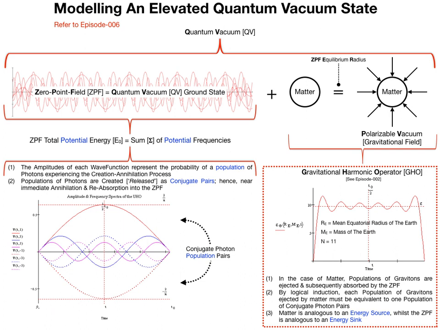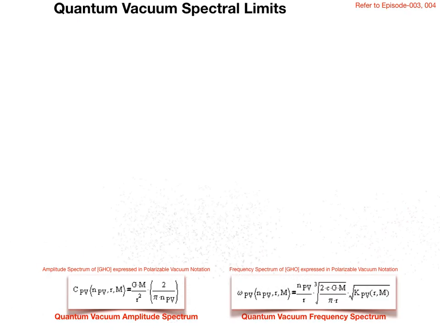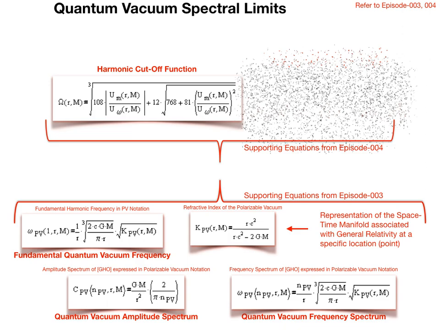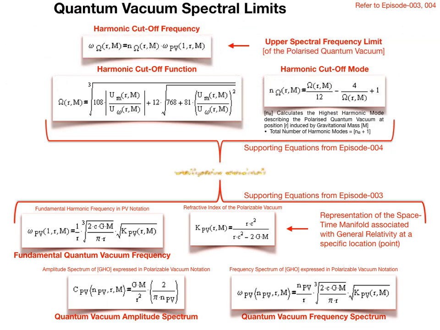Hence, the only remaining missing pieces of information we need are the spectral frequency limits of the quantum vacuum in the presence of mass. As it turns out, we have already derived the required limits in episode 4, so, let's take a look. In episode 3, we established the quantum vacuum amplitude spectrum, the quantum vacuum frequency spectrum, the refractive index of the polarizable vacuum and the fundamental quantum vacuum frequency. In episode 4, we established the harmonic cutoff function, the harmonic cutoff mode and the harmonic cutoff frequency. With both sets of derivation in place, we have a complete solution.